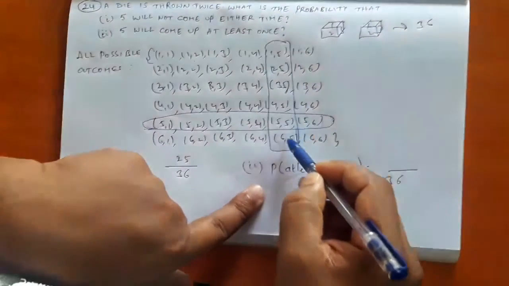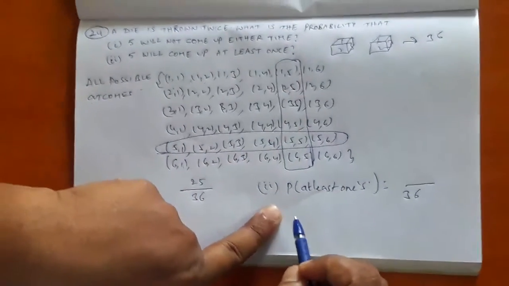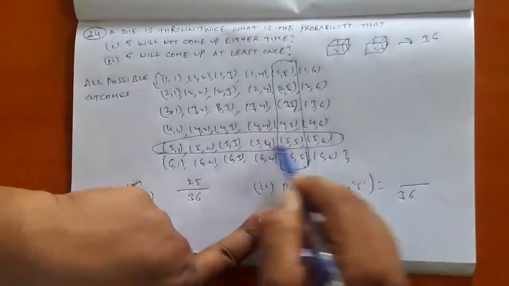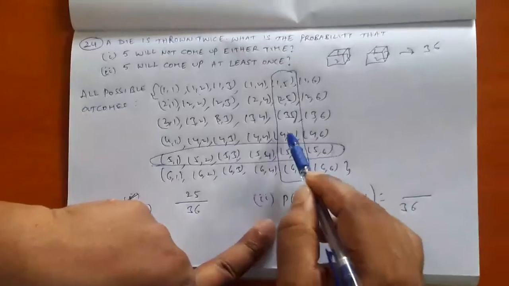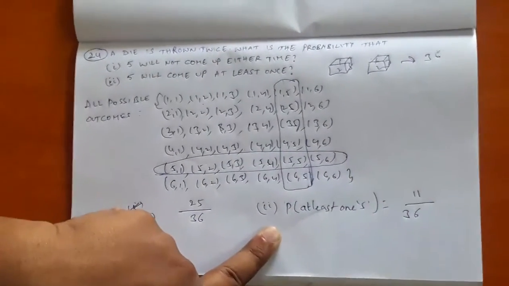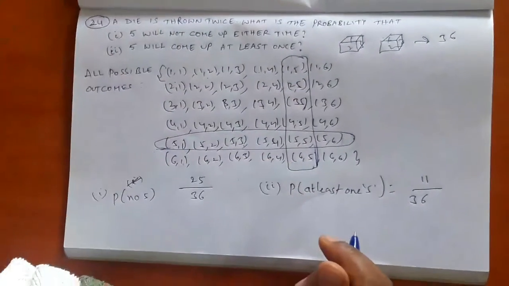All these have at least one 5, right? All these have at least one 5. No other outcome is having 5, right? So how many? 1 2 3 4 5 6 7 8 9 10 11. 11 are favorable, so our numerator is 11. 11 by 36, right? That's all. This is question number 24.